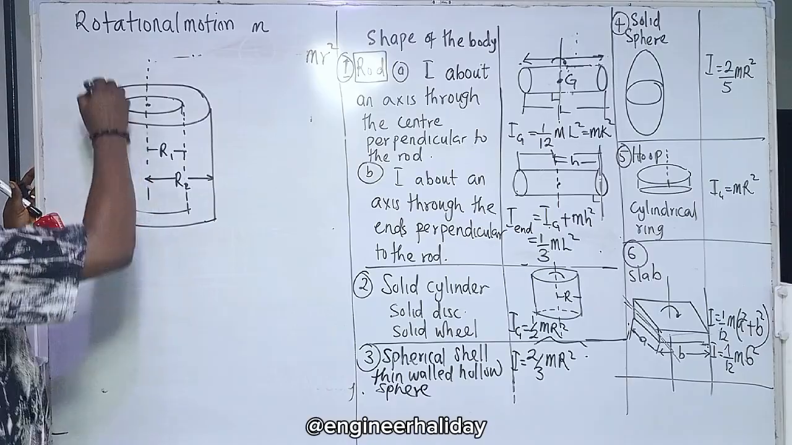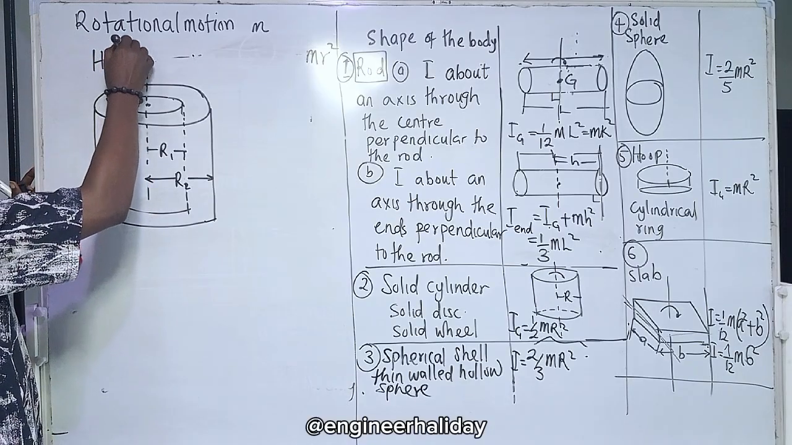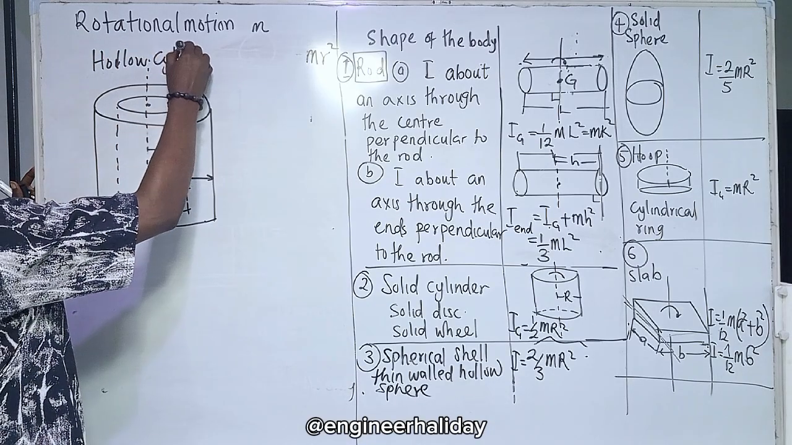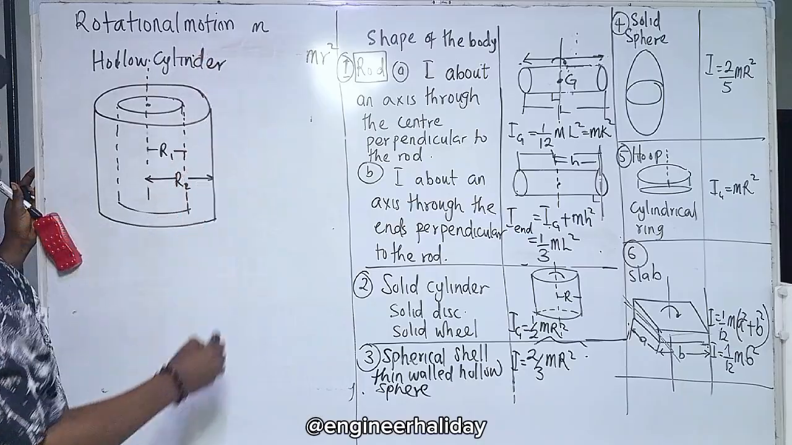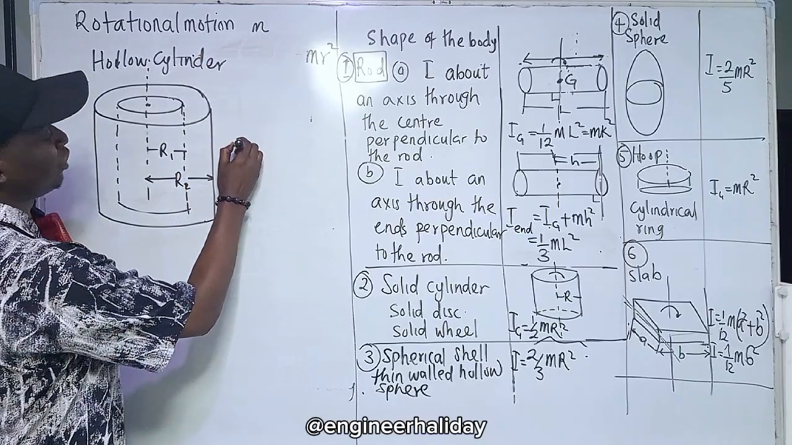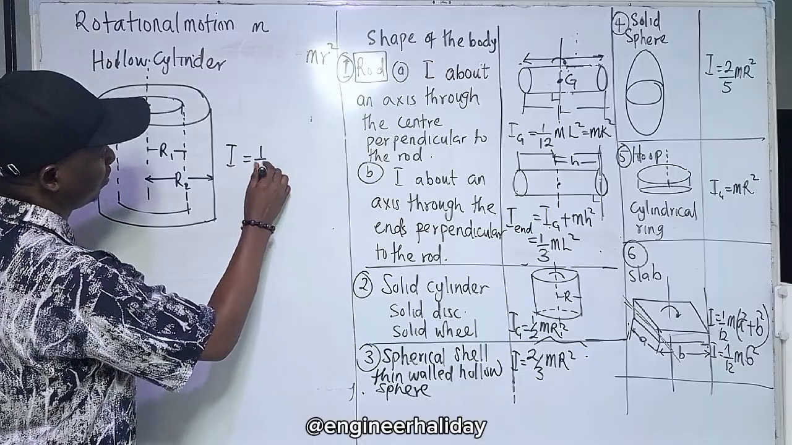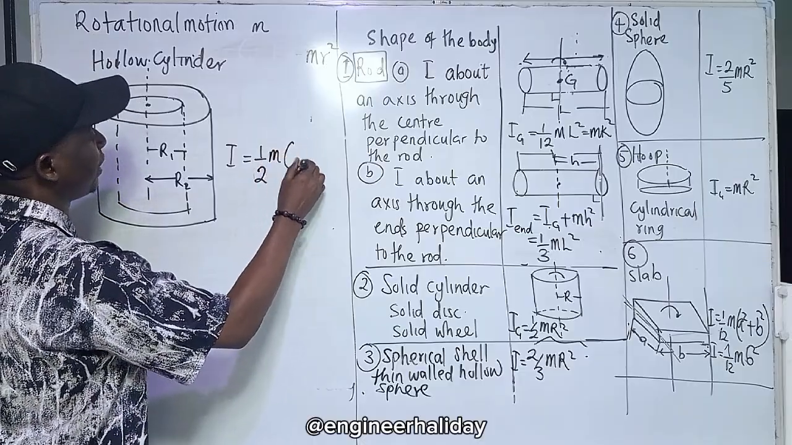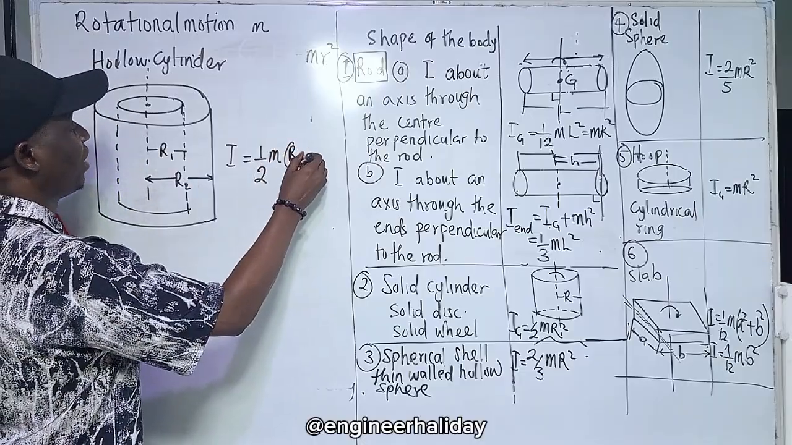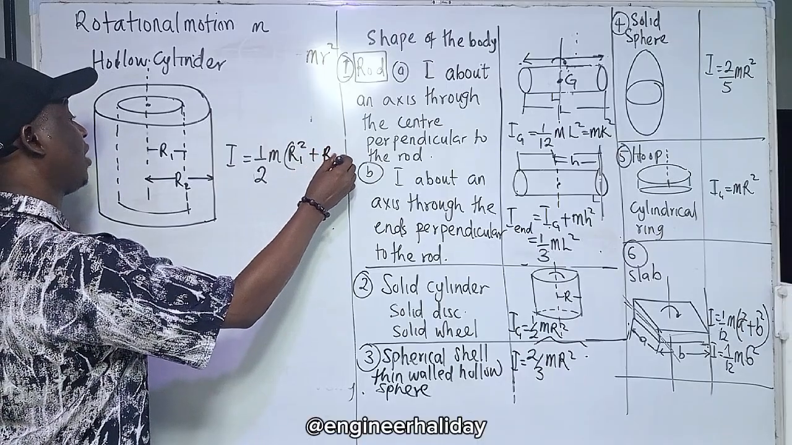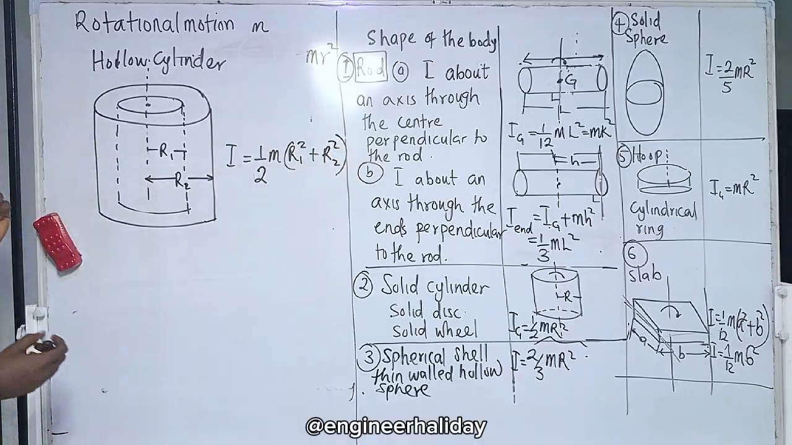How do you calculate the moment of inertia of a hollow cylinder with two radii, R1 and R2? I will now be 1/2 m times the bracket R1² plus R2². This is the moment of inertia of a hollow cylinder.